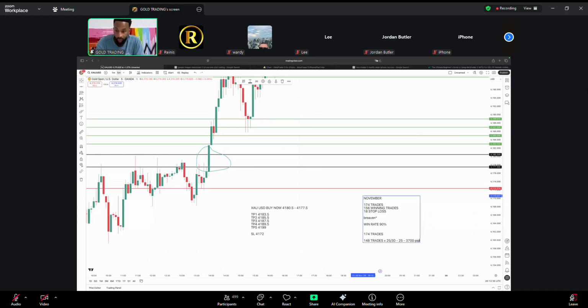That's just going off of TP1, okay? That's not talking about TP2, TP3, TP4, or TP5. That is just going off of TP1. So let me just highlight that to make it clear.